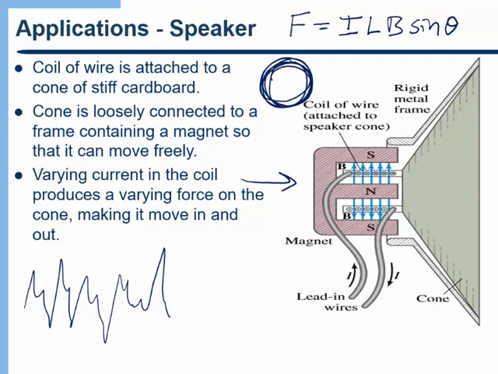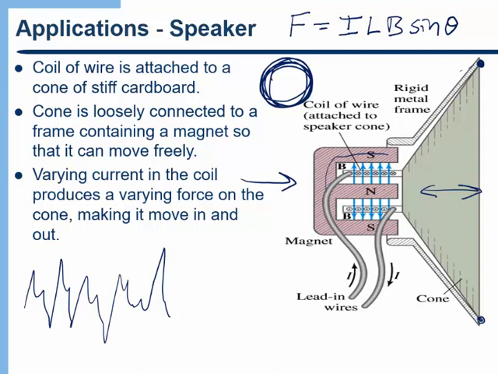And then the paper cone is loosely attached here at the frame so the cone can move in and out. So now what we do is we take that coil of wire and we put it in a magnetic field. So here you can see it's kind of like a three-dimensional horseshoe magnet. We've got a north pole in the center and it's surrounded by a south pole.